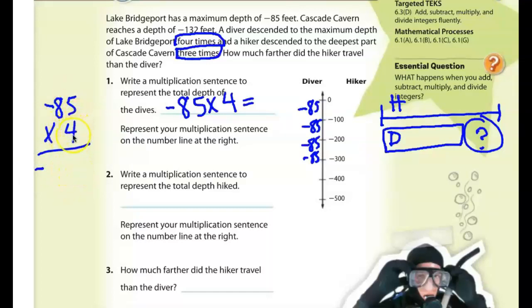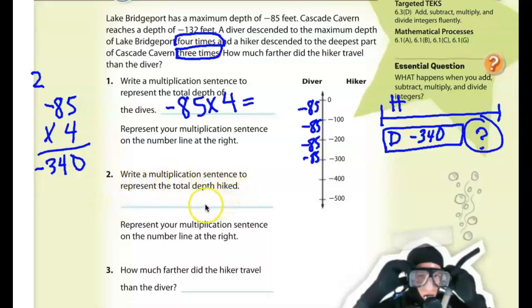So now I'm going to go ahead and solve this equation. 4 times 5 is 20, so I put the 0 down, carry the 2. 4 times 8 is 32, plus 2 is 34. So this is actually, the diver went down negative 340 feet. So now we want to do a multiplication sentence for the hiker.